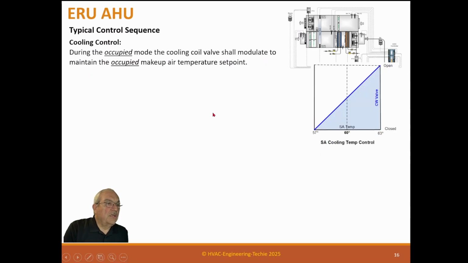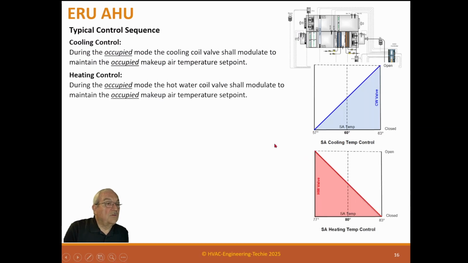Cooling control. During the occupied mode, the cooling coil valve shall modulate to maintain the occupied makeup air temperature set point, and normally it could be colder. For a cooling coil it might be 60 degrees. We might be trying to take some of it, but normally it would be up around 80 degrees. Heating control. During the occupied mode, the hot water coil valve should modulate to maintain the occupied makeup air temperature set point, which here we show as 80 degrees.